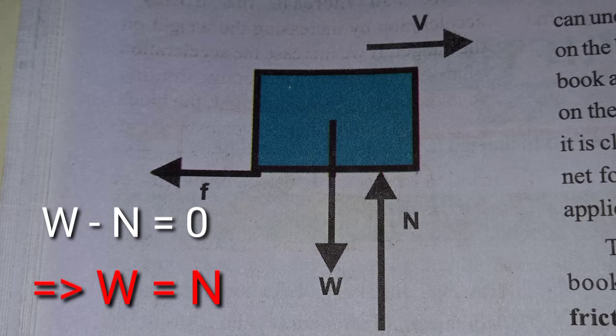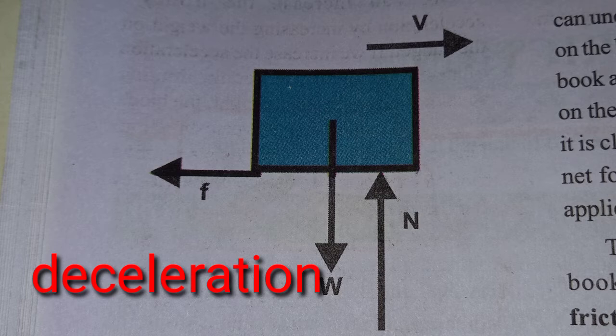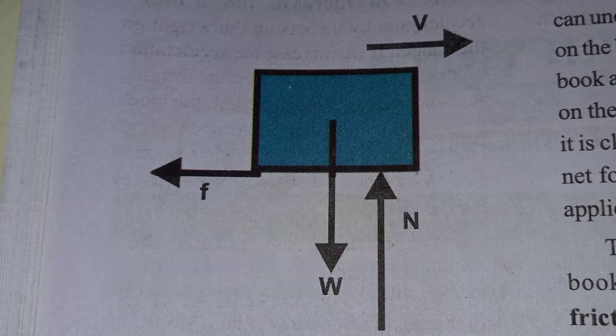In the horizontal direction, the speed of the book is changing continuously. Its speed is decreasing gradually in the horizontal direction. That is, the book has acceleration opposite to the direction of motion. This is also what we call deceleration. Deceleration is nothing but speed decreasing continuously.